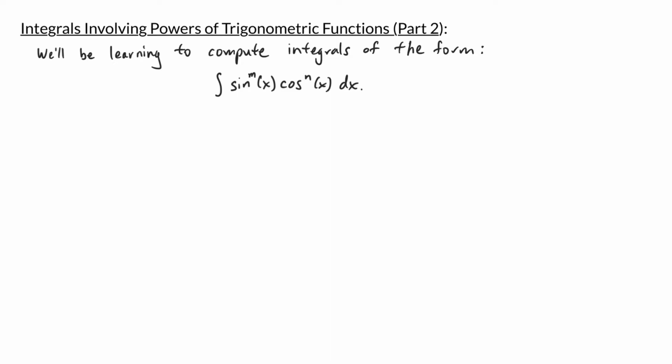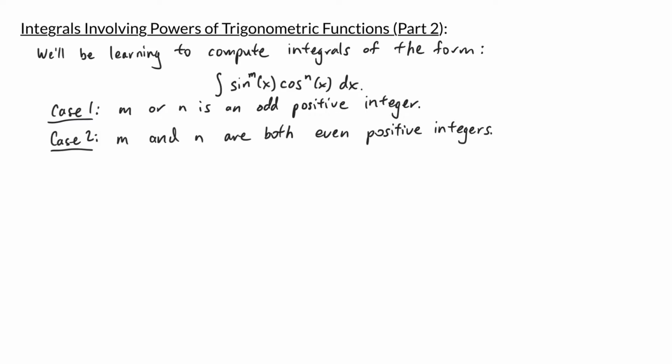In our previous video, we looked at the first case where either the power m or the power n is an odd positive integer. In this video, we'll be looking at the case where both the powers m and n are even positive integers. Again, we'll be using some trig identities that will help us compute these integrals. We'll be using the double angle identities.